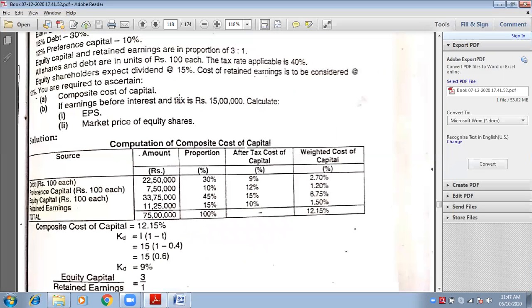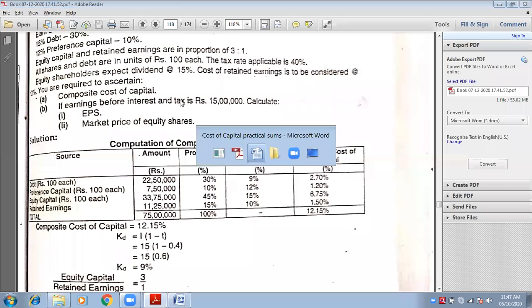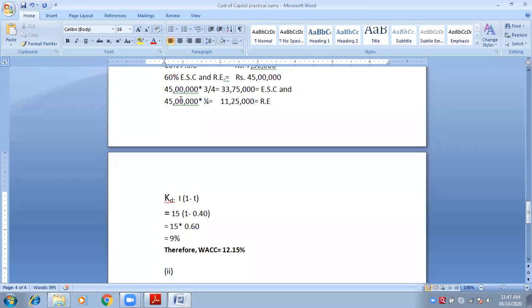What is case 2? Calculation of EPS and market price of equity share. If EBIT is 15 lakhs. Do you know what is EBIT? EBIT is earnings before interest and tax. Okay. So look at this point. The second case is all about calculation of EPS and market price per share, MPS.